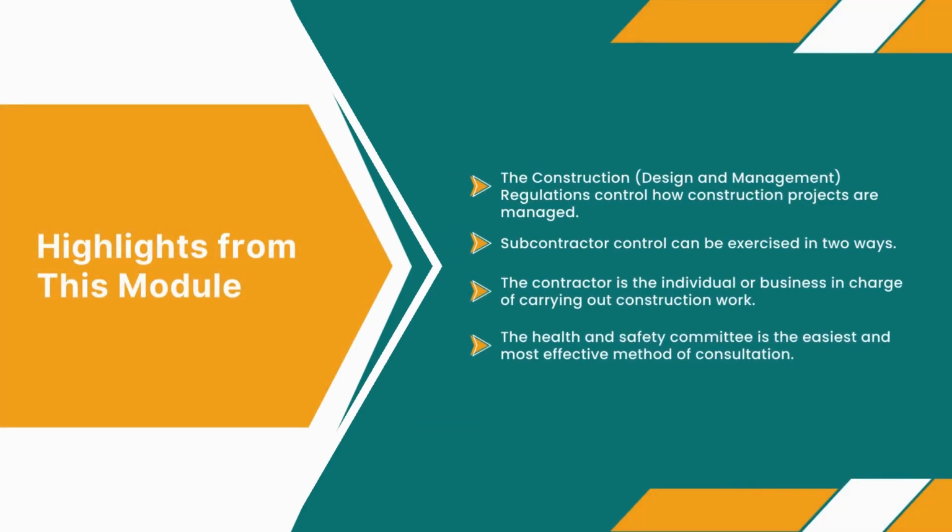Highlights from this module. The construction, design and management regulations control how construction projects are managed. Subcontractor control can be exercised in two ways. The contractor is the individual or business in charge of carrying out construction work. The Health and Safety Committee is the easiest and most effective method of consultation.